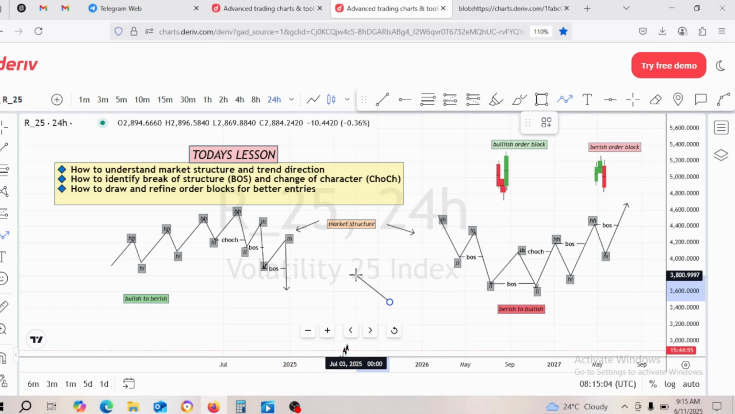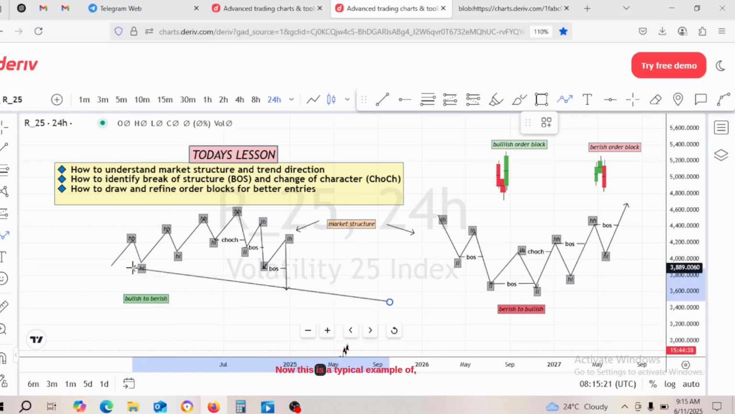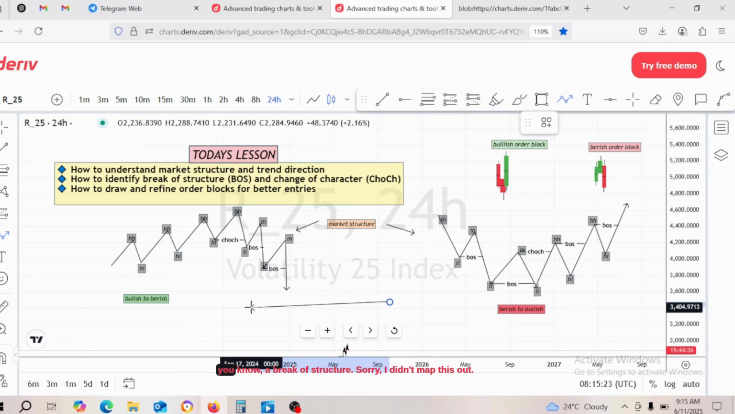So now number two, how to identify break of structures and change of characters. Now let's talk about it. Break of structure and change of character. What is a break of structure? A break of structure means the market is continuing its trend. For example, if we break higher highs, the uptrend continues.